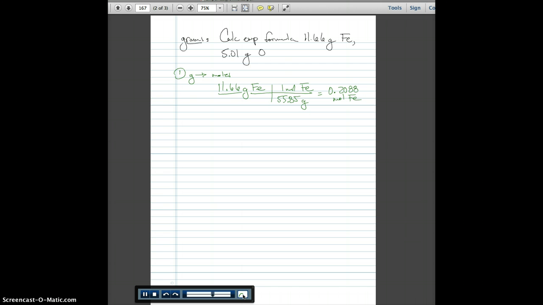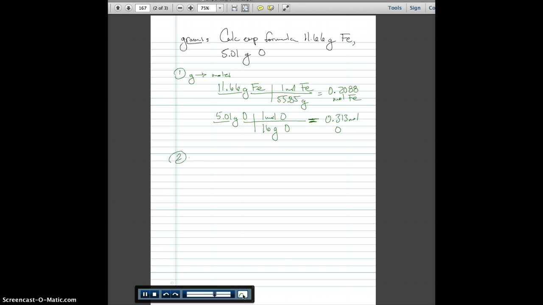We're then going to go to our oxygen, and we have 5.01 grams of oxygen. 1 mole of oxygen, we're going to divide it by the molar mass of oxygen. Notice I'm not making this diatomic here on the oxygen because in this case, it's just a single oxygen atom we're looking at. Then we're going to come out with 0.313 moles of oxygen. That's our first step from that flow chart above.